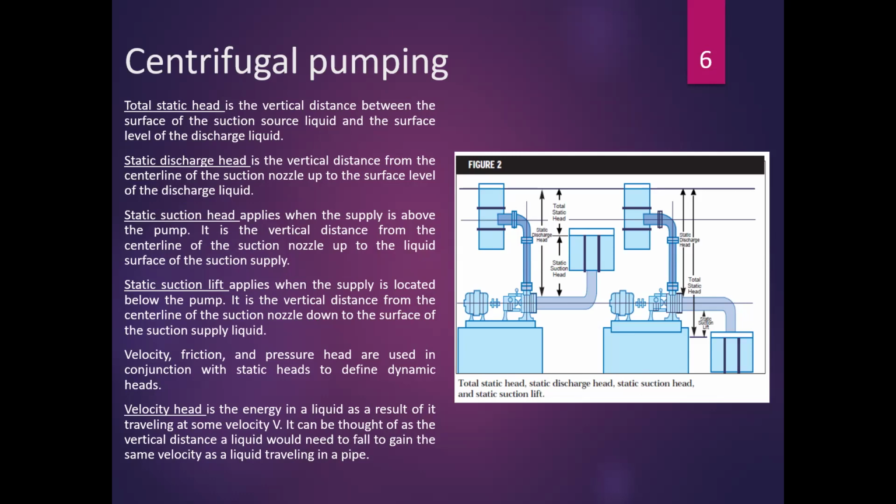It is the vertical distance from the center line of the suction nozzle down to the surface of the suction supply liquid. Sa suction lift, andyan yung sensitive yung cavitation dyan. So velocity, friction, and pressure head are used in conjunction with the static head to define dynamic head. Velocity head is the energy in a liquid as a result of it traveling at some velocity v, so when moving. So it can be thought of as the vertical distance a liquid needs to fall to gain the same velocity as the liquid traveling in pipe.